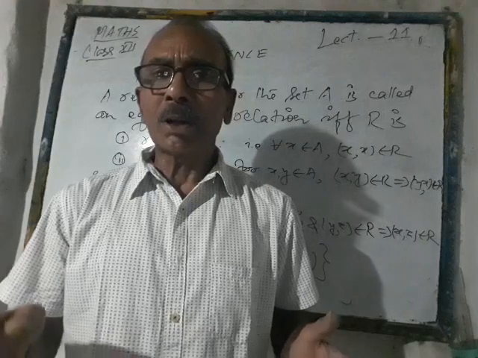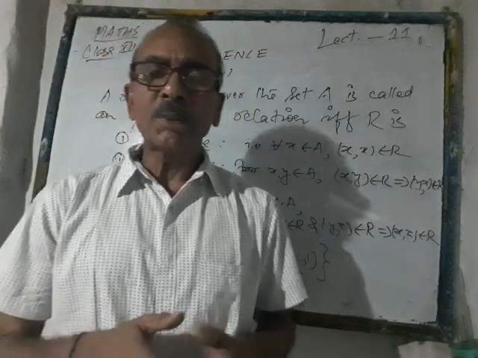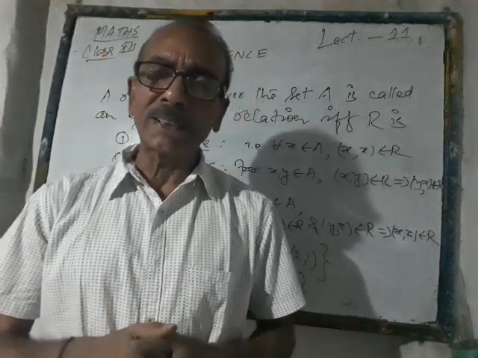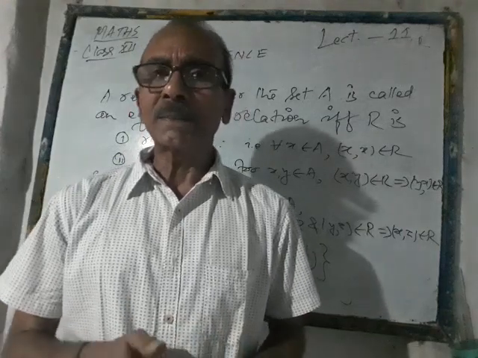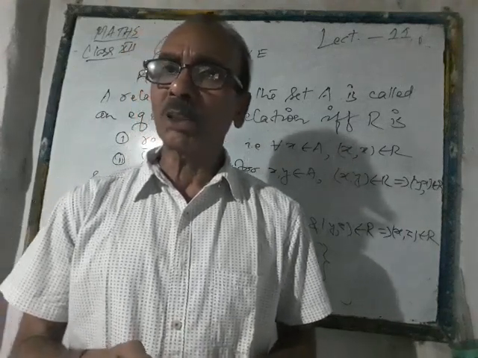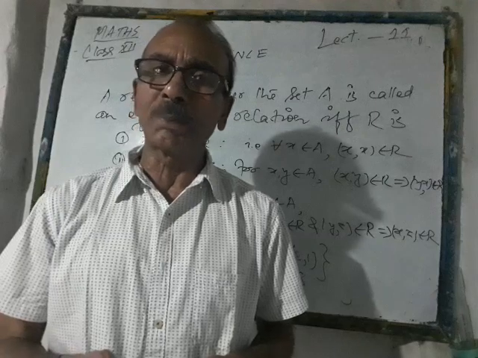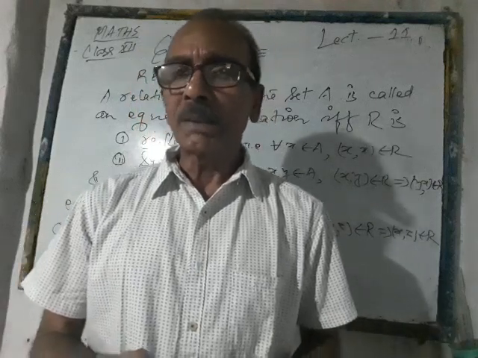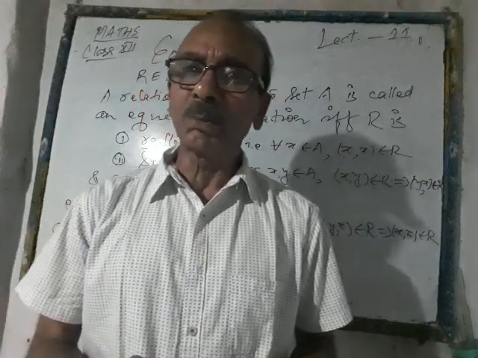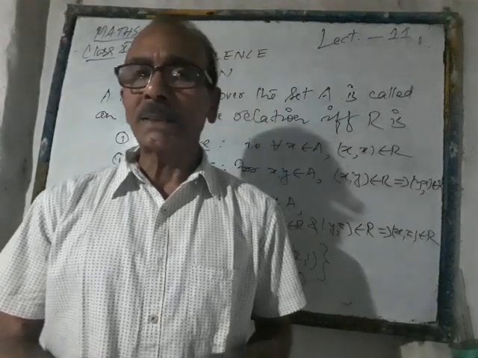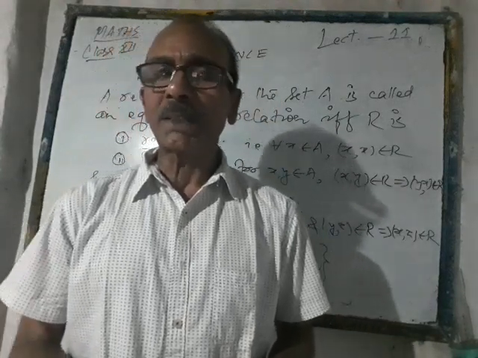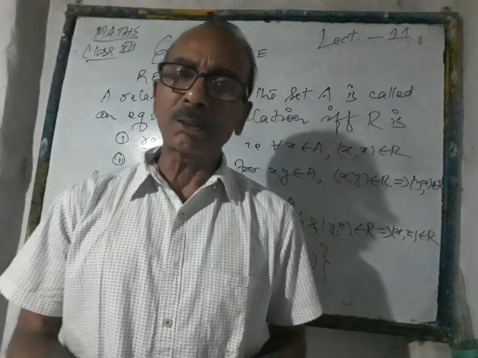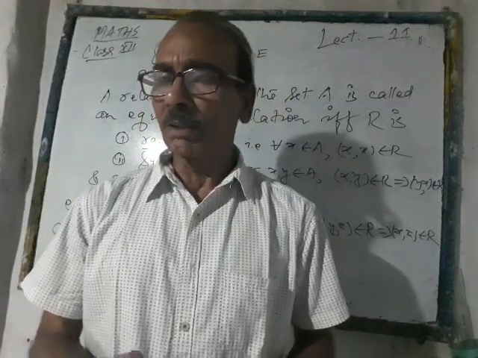We have observed a lot of examples from which we concluded that a given relation may be reflexive but neither of the other two, that means not symmetric and not transitive. It may be symmetric but neither reflexive nor transitive, and the relation may be transitive but neither reflexive nor symmetric, right?